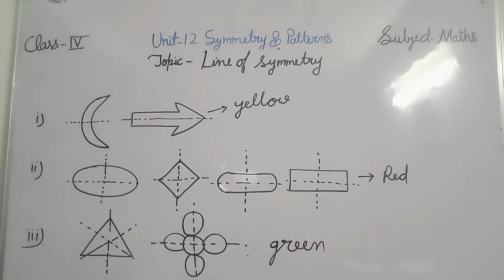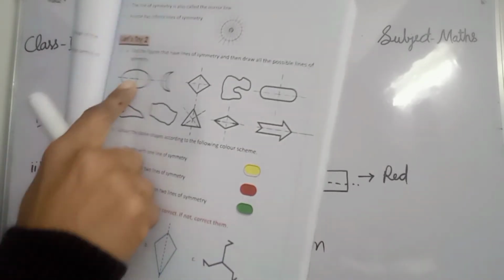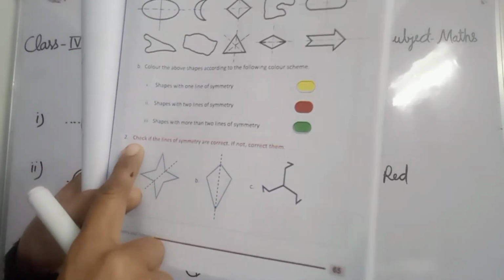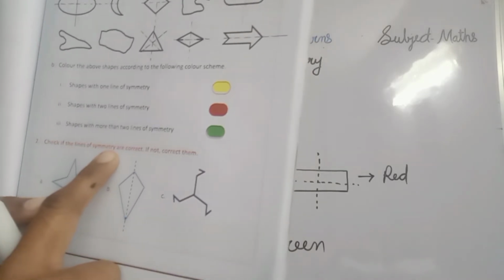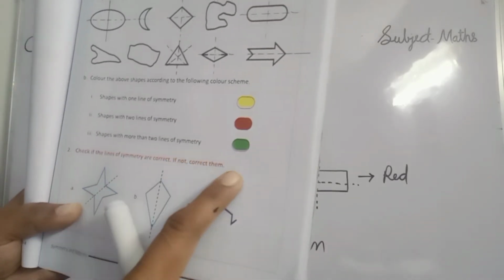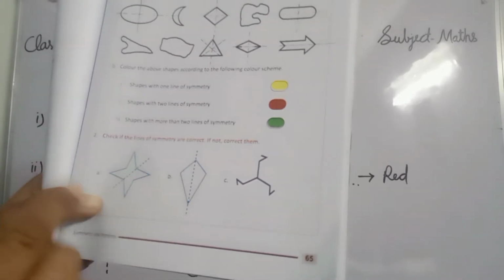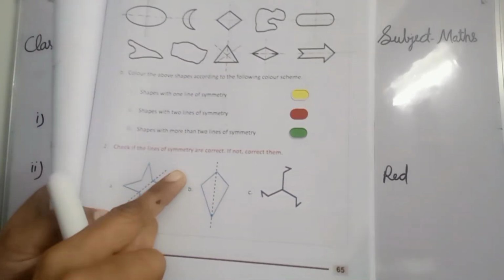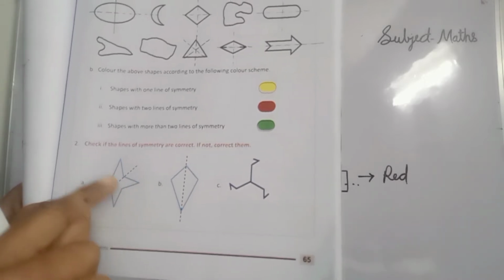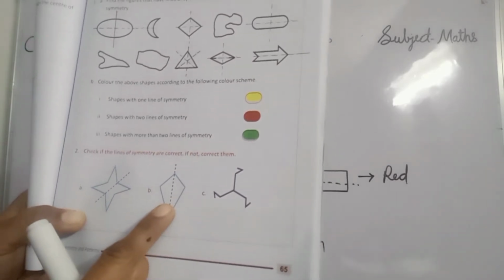Clear? So this is question number 1B. Now come to the next question. Check if the line of symmetry is correct. If not, correct them. So is the line of symmetry correct? Yes. If you fold this star from this line, you will get the similar shape. This is also correct.